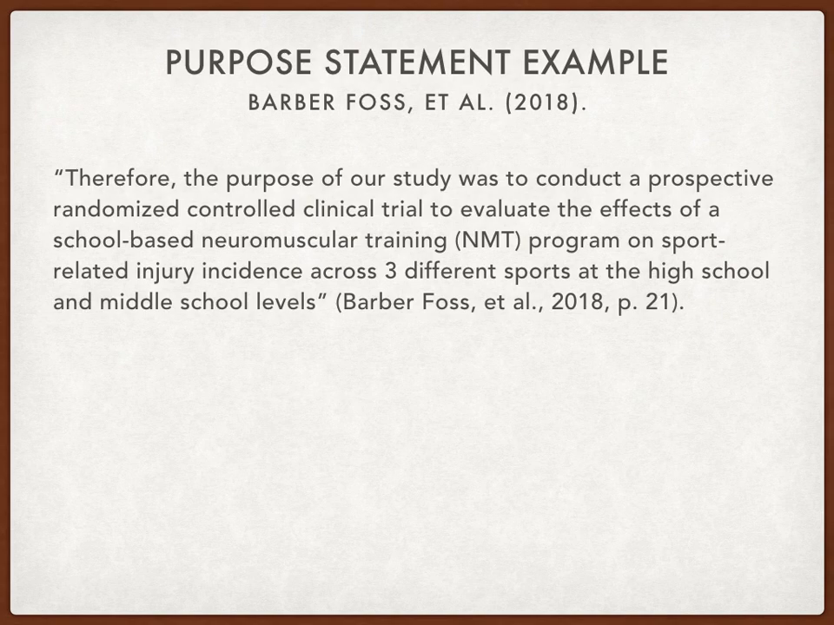So typically when we write a purpose statement, we always put the independent variable first and then the dependent variable. So to evaluate the effects of the school-based neuromuscular training, that is what's being manipulated. Especially if we read an article, or even the abstract, we can see that the researcher is manipulating this school-based neuromuscular training program. Again, generally speaking, the purpose statement will have the independent variable, then the dependent variable, and then the target population.